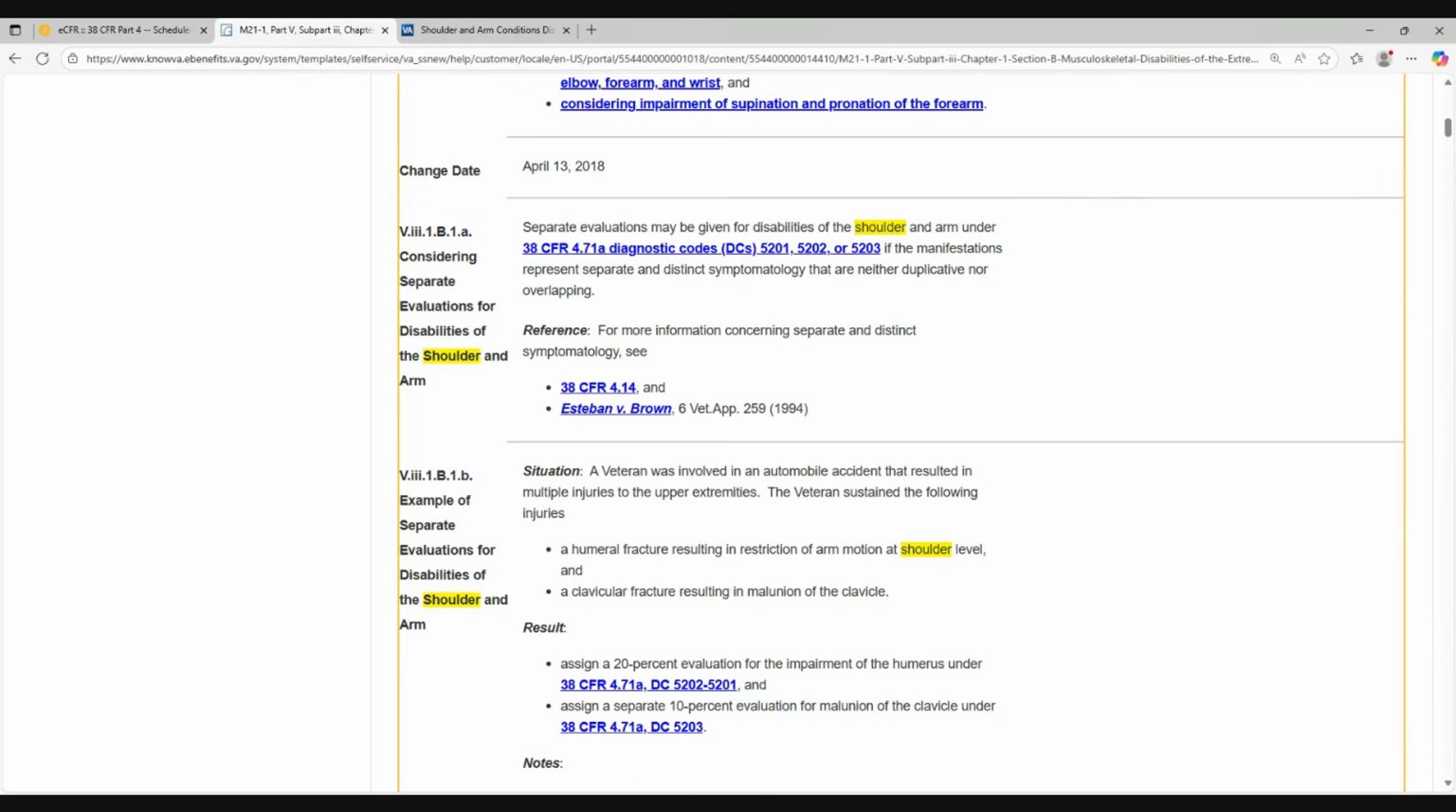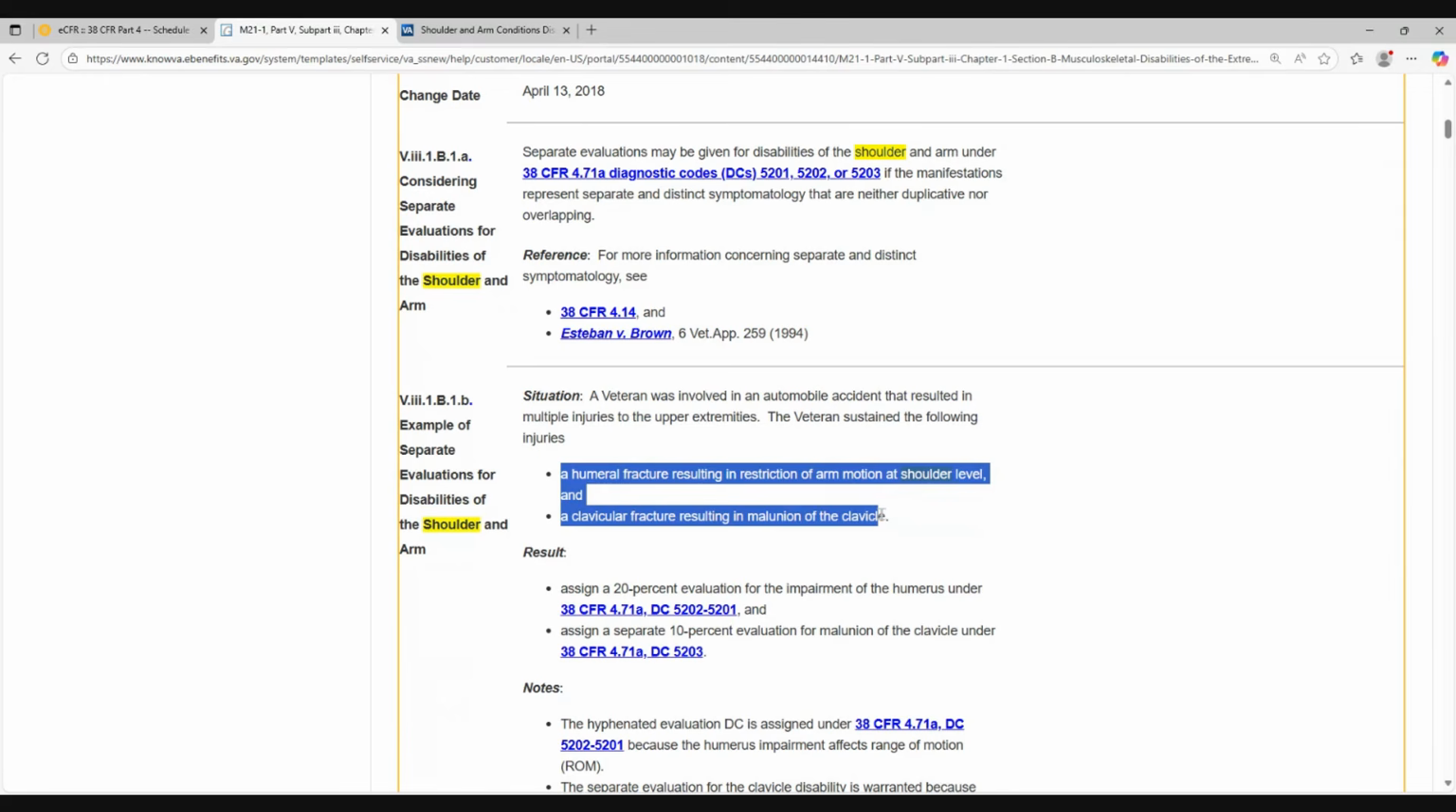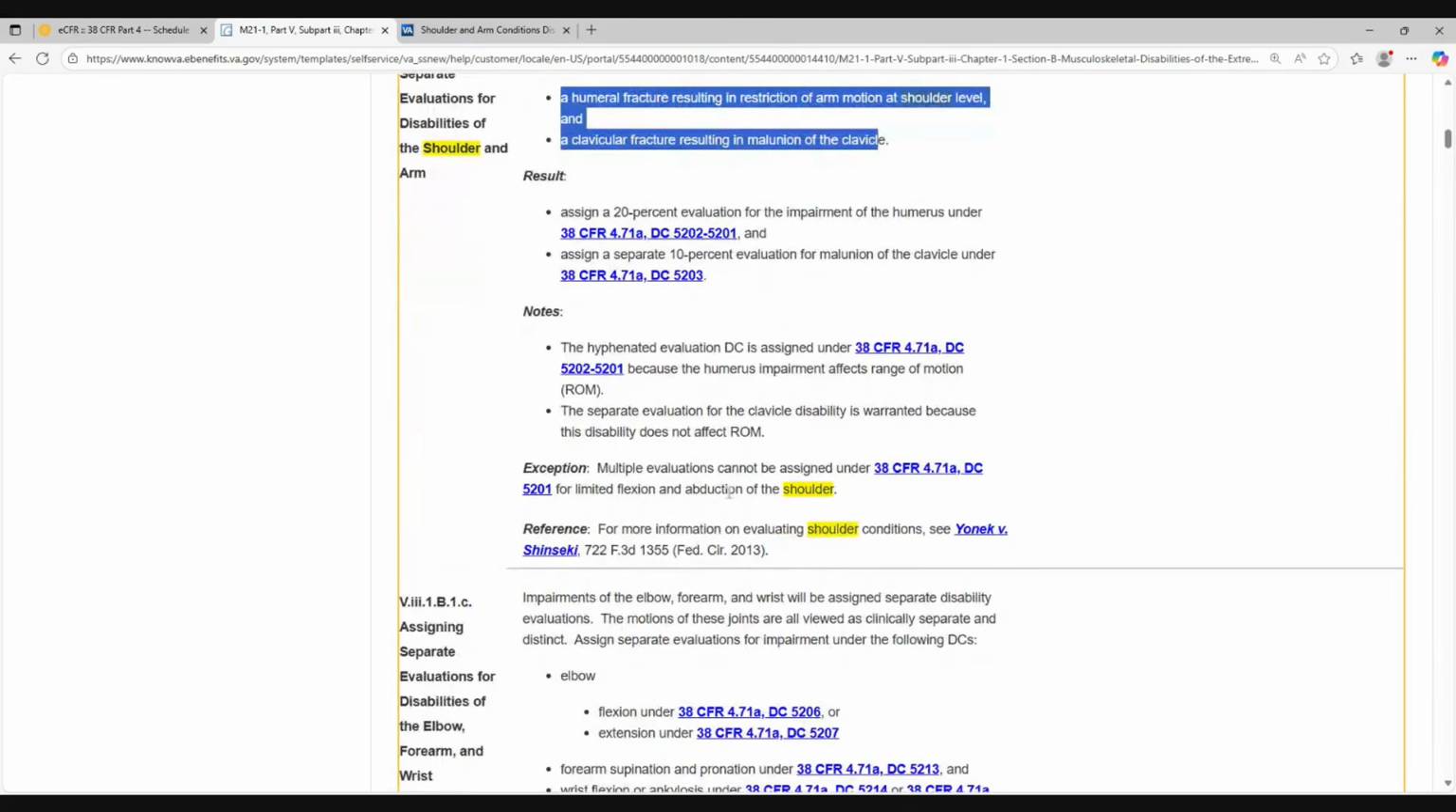So sometimes you can see your shoulders get deferred back, especially if you've had an event in service, like an automobile accident, where, based upon the nature of the trauma you experienced, you could have multiple injuries. In this example, a humeral fracture resulting in restriction of movement of the shoulder and a clavicle fracture resulting in malunion of the clavicle. So, yeah.